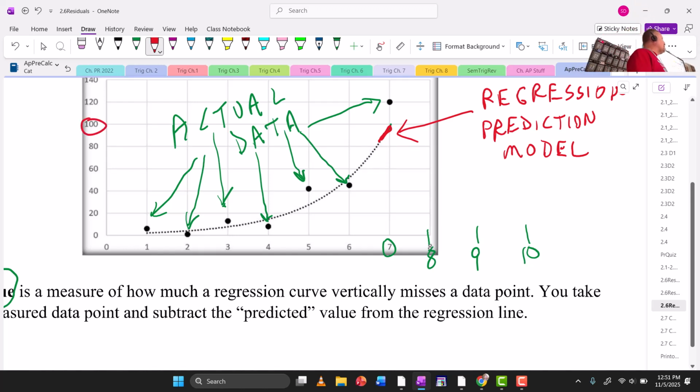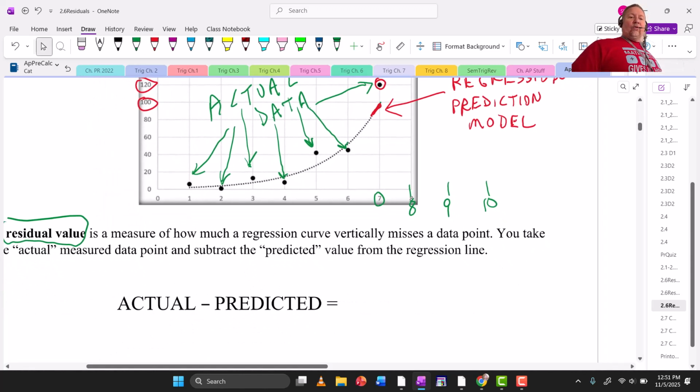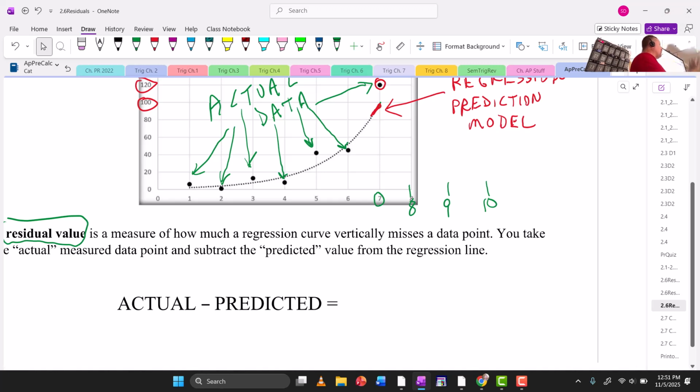That's what the prediction is for 7. But what's the actual data? 7 comma what? 120. So that's what a residual is. How much is your model off of the actual data? That's it. That's what a residual value is. So in this case, it'd be 120 minus 100, which is 20. Don't write that down though, because I want to write this down on the residual plot. A residual is the difference between the actual data point and what the model predicted the data point would be.